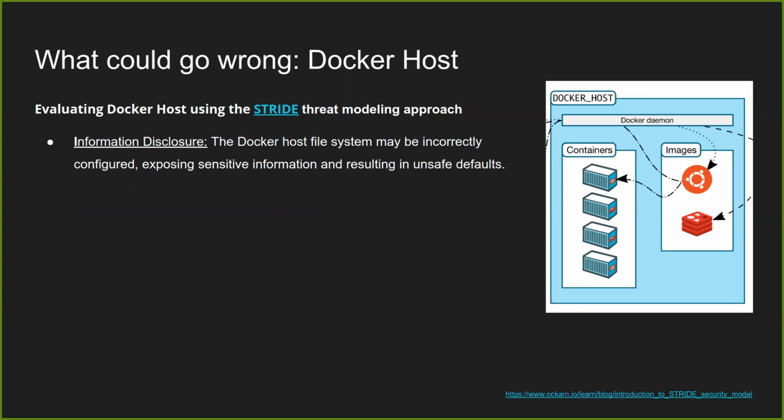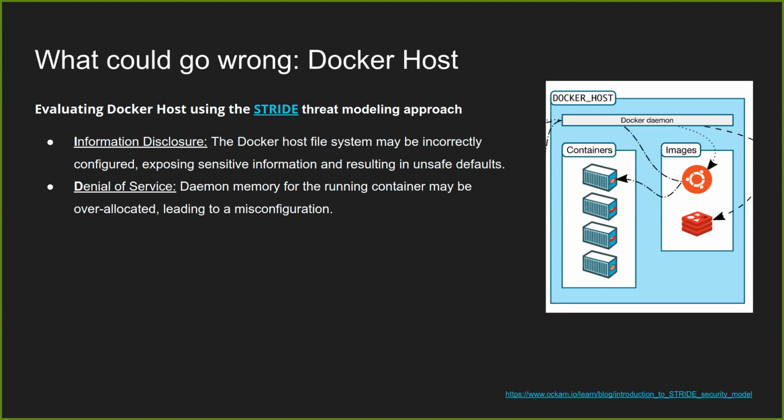The other thing is information disclosure. We know that the Docker host file system may be incorrectly configured, thereby exposing sensitive information and then resulting in unsafe defaults. The other thing is denial of service. Daemon memory for running container may be over allocated, leading to a misconfiguration. I've also had this firsthand where now you're running a container without setting resource limitation. I'll show you in a later slide what happened.